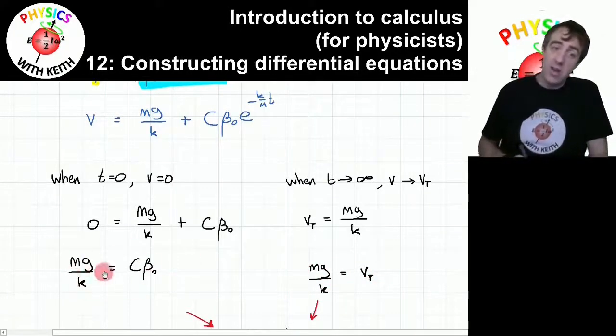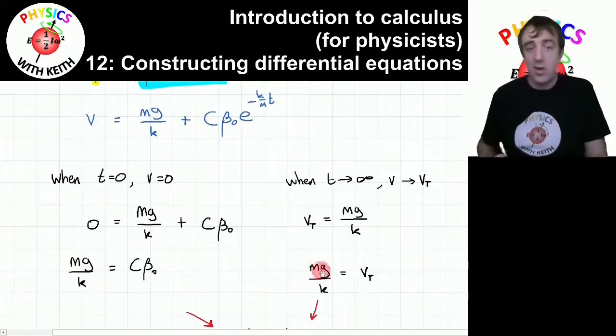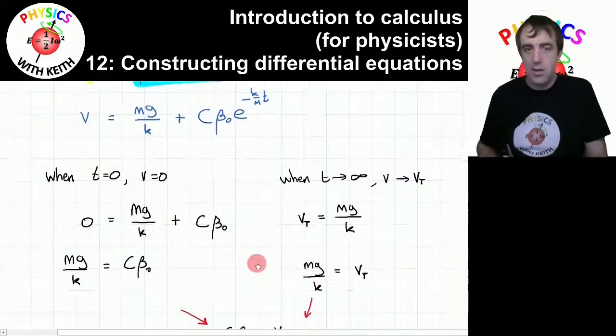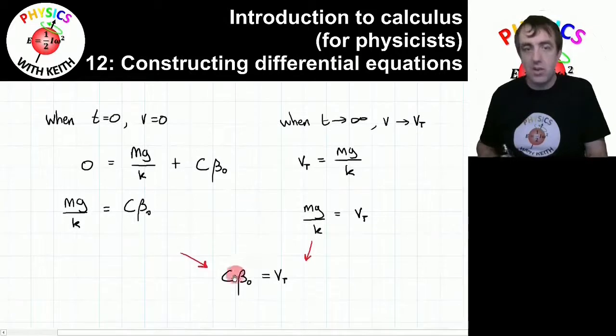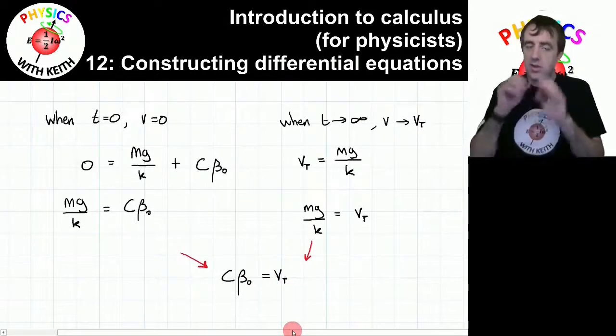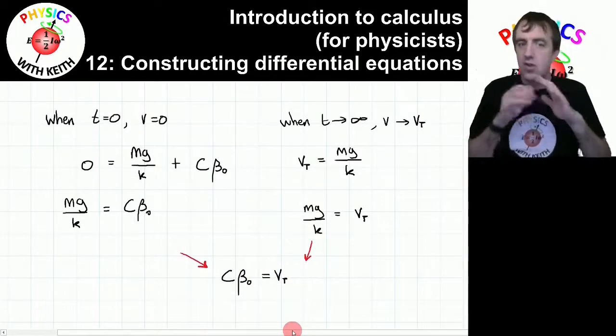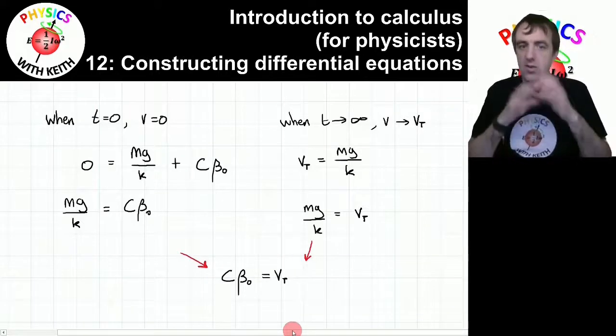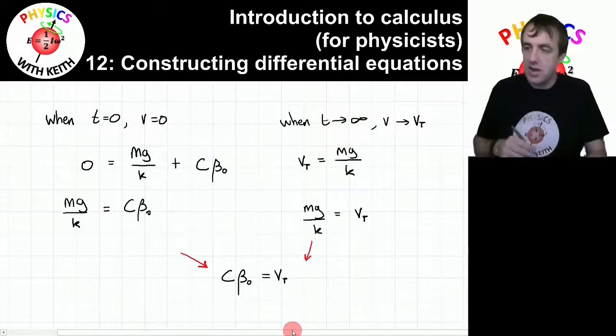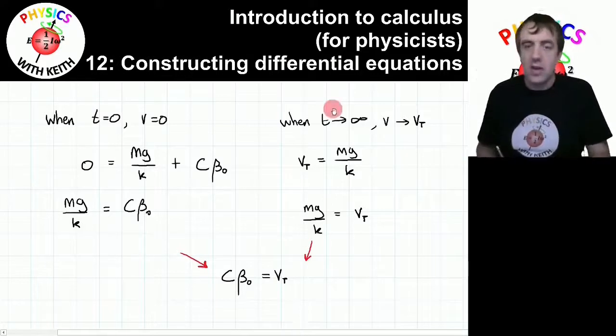Now the equation on the left is equal to mg over k, and the equation on the right is equal to mg over k. Therefore, the equation on the left is equal to the equation on the right. And this is going to be helpful for choosing what these constants should be, what constants c and beta naught and vt, how those constants all relate to each other.